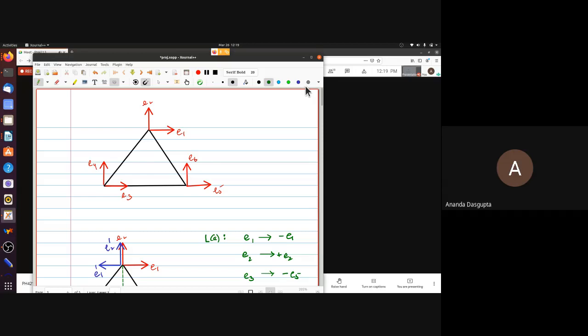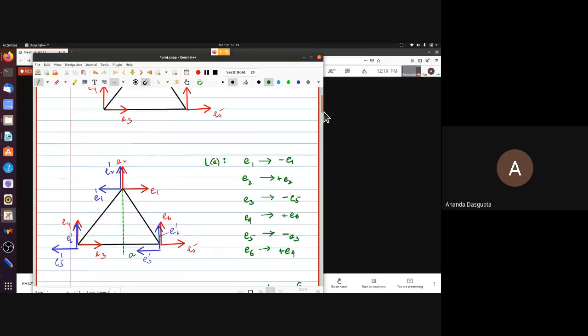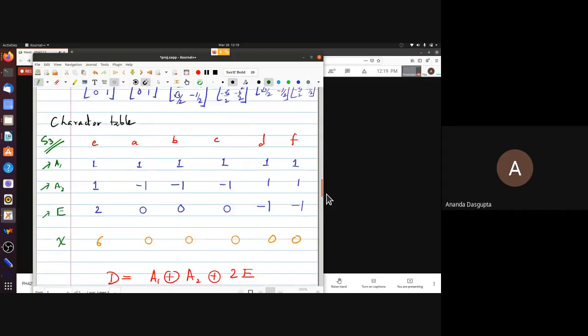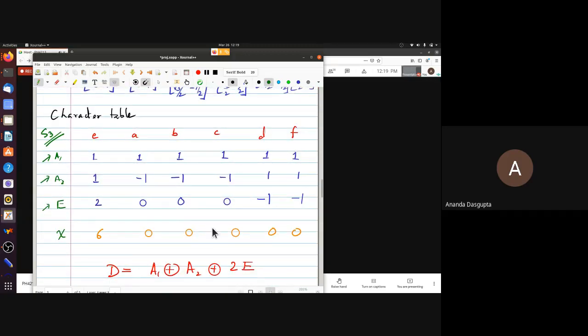Anyway, character being a class function, remember you have to calculate it only for one of the class elements. You don't really have to calculate it for both D and F, or for A, B, and C. If you have calculated it for A, that's enough to figure out what it's going to be for B and C. But you could of course try to do that explicit calculation, and if you did that, you are going to get the same result. That is, you are going to get these characters. And using these characters, you can figure out this decomposition.